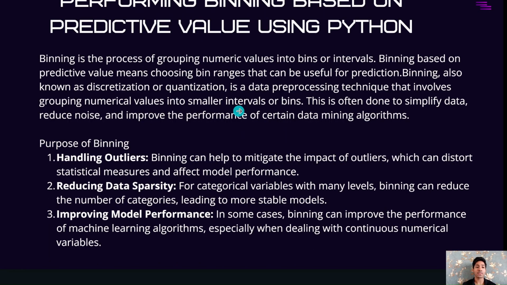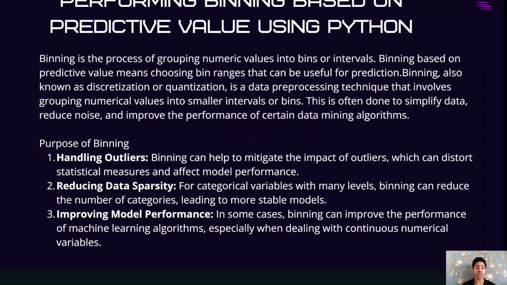Okay, so next we have performing binning based on predictive values. So what is binning? Binning is a process of grouping numerical values into bins or intervals. Binning based on predictive values means choosing bin ranges that can be useful for prediction. Binning, also known as discretization and quantization, is a data preprocessing technique that involves grouping numerical values into smaller intervals or bins. This is often done to simplify data, reduce noise, and improve the performance of certain data mining algorithms.